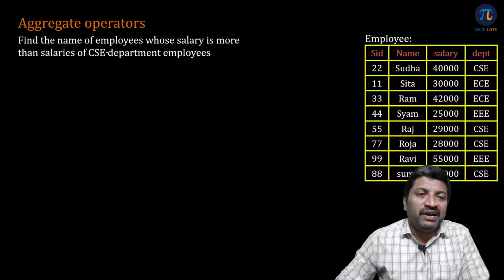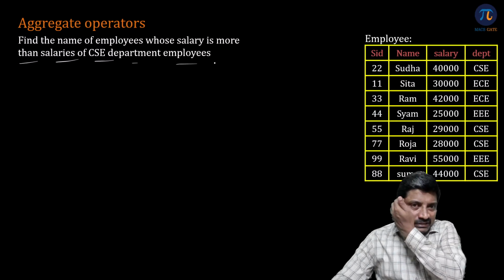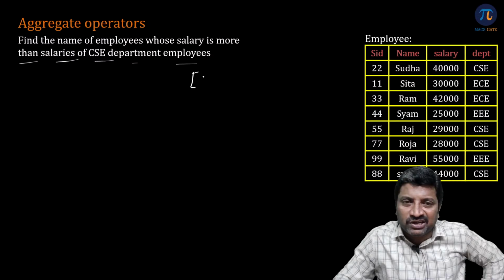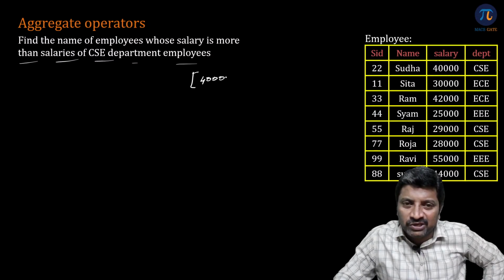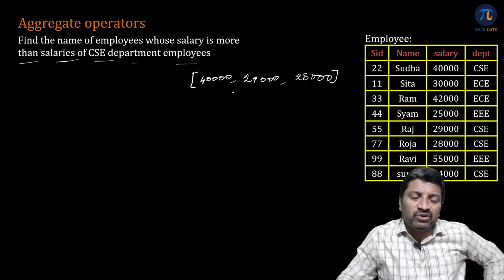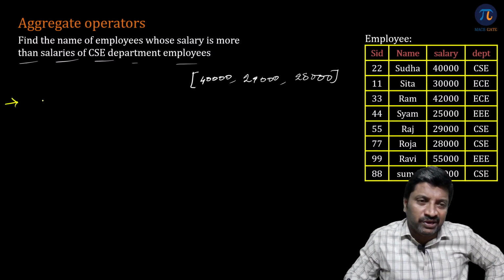The next one: find the names of employees whose salary is more than the salaries of CSC department employees. Suppose the CSC department employees' salaries are 40,000, 29,000, then 28,000. So these are the numbers. If I know these numbers beforehand, how can you write it? Select what you need? Name.